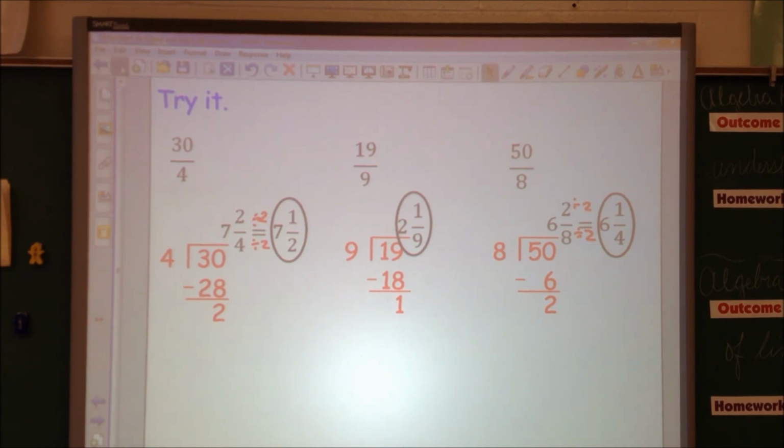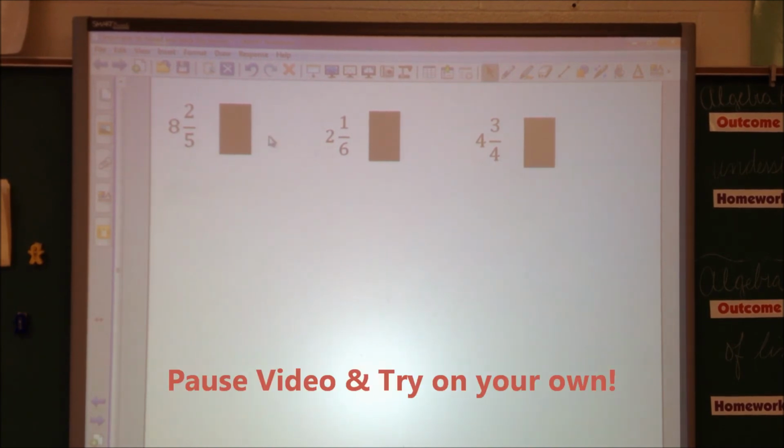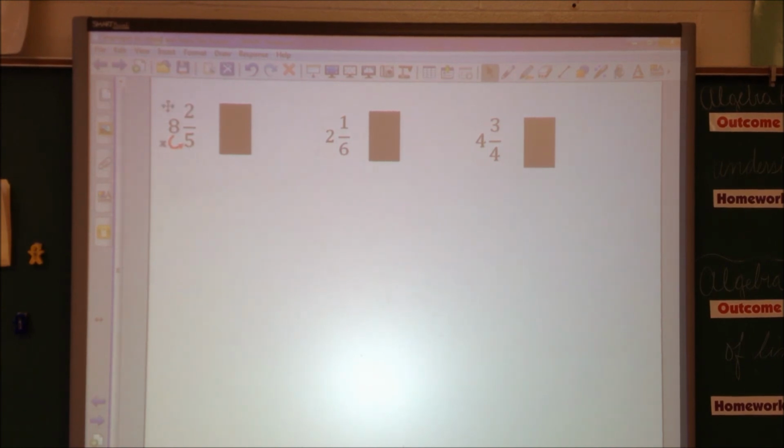Now I'd like you to try to change these mixed numbers into improper fractions. So pause the video. I'm going to give you about 30 seconds before I show you answers. So remember, we multiply the 8 times the 5, and then we add the 2. And you get 42 over 35. Multiply the 6 by the 2, and then we add the 1, and you get 13/6.